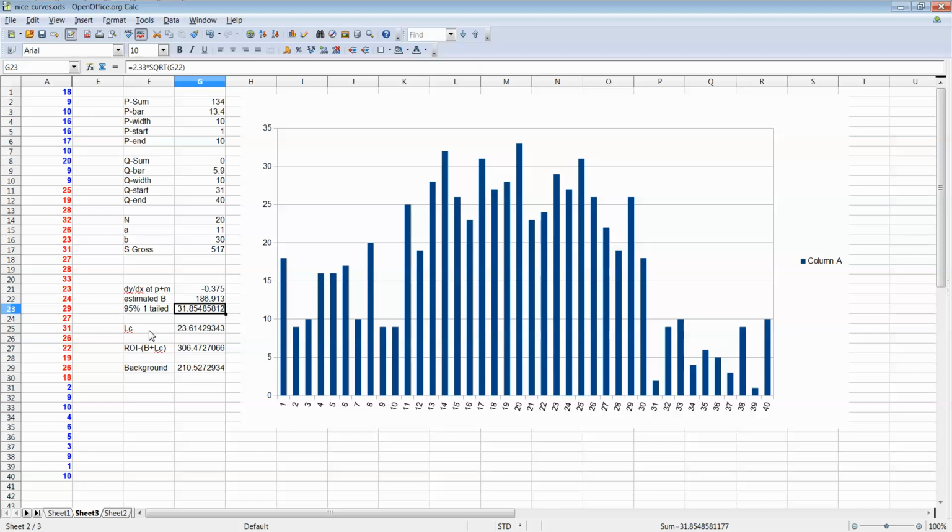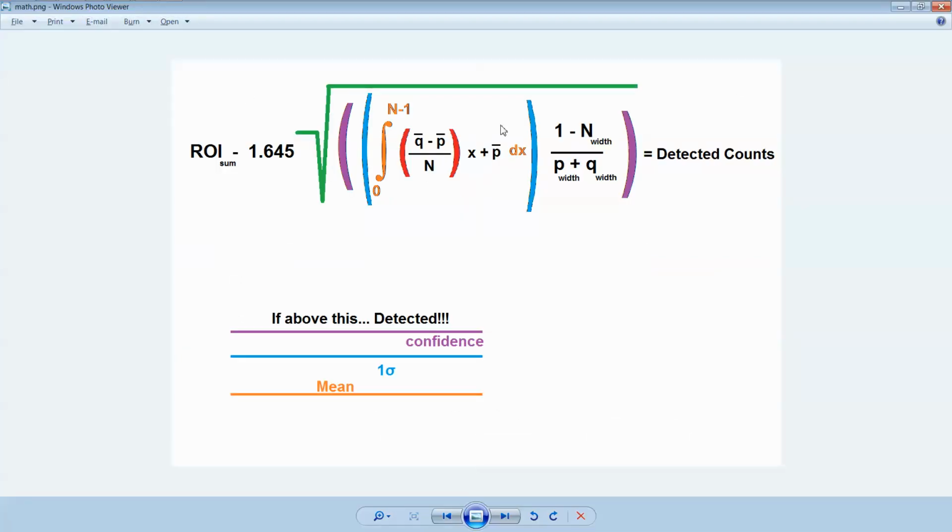And I calculated my critical limit, and I did this whole bit right here is basically the math that you saw here, except minus the integral.